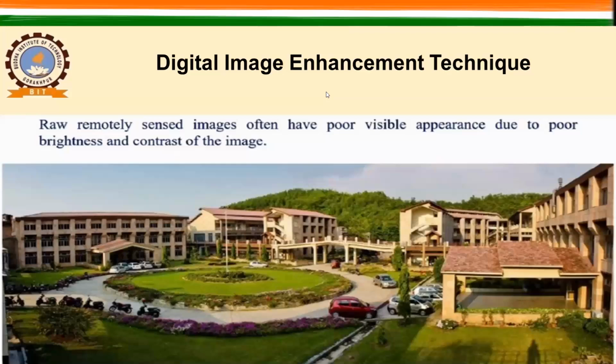You can see this is one of the images, and sometimes you might have come across a similar problem. If you take a photograph, the contrast and brightness may not be good. Sometimes it may appear like this, sometimes like this, and sometimes like this. It depends on how good your camera is, how good your ambience is, how good your atmosphere is. So they play a very significant role in acquiring these images.